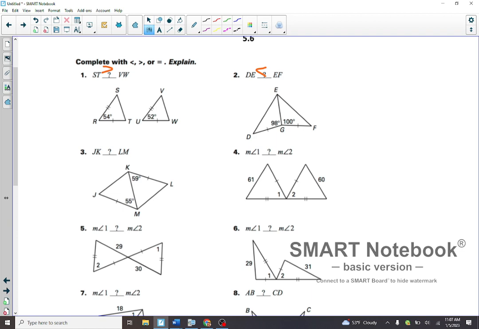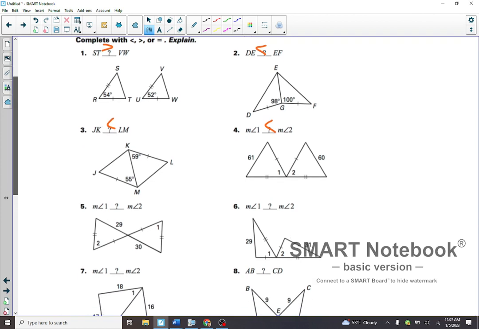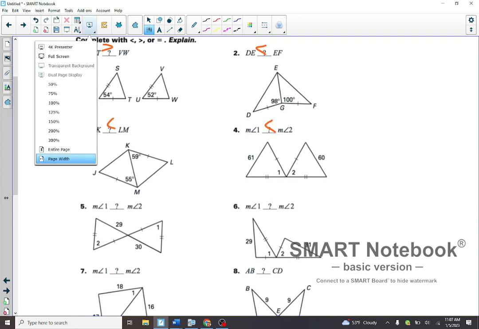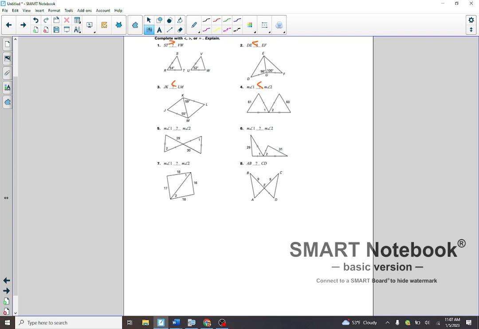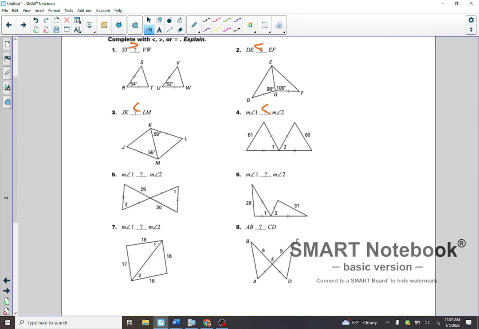This one, KL is 59, LK is 55, so LK is smaller. Angle 1 is 61, angle 2 is 60, so 60 is smaller than 61, so 1 is bigger than 2. Yeah, you did that the wrong way. Angle 1 is 61, angle 2 is 60, angle 2 is smaller.